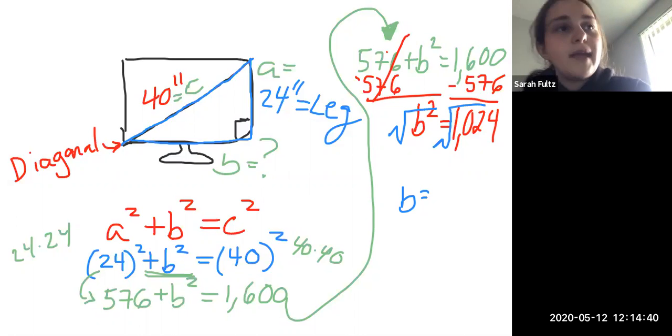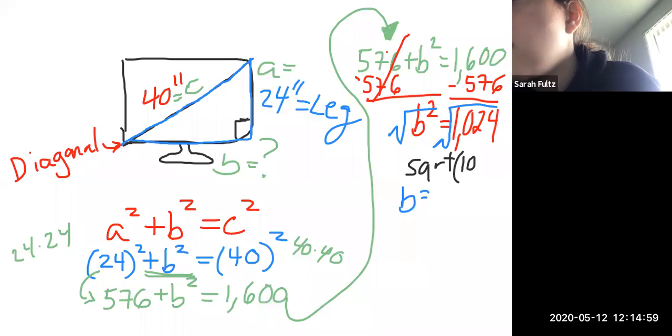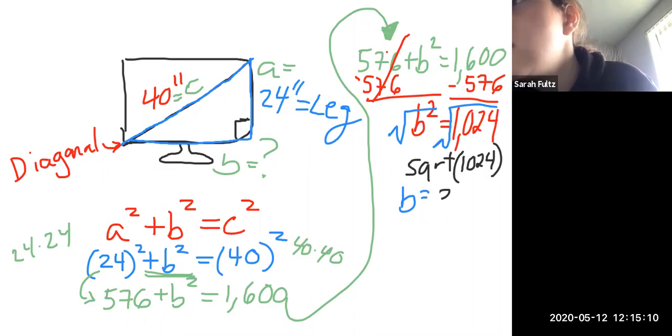This is definitely going to be calculator work. Remember, you can use that calculator in Desmos that is linked into the announcements in Canvas. Or if you just type it into Google, you can type in SQRT, parentheses, 1,024 and then close the parentheses. And I'm going to go and do that right now. When we do that, the answer gives us 32.